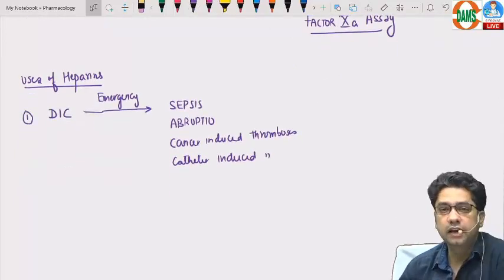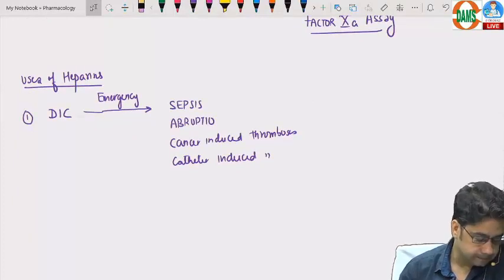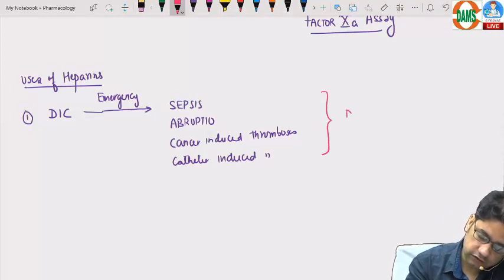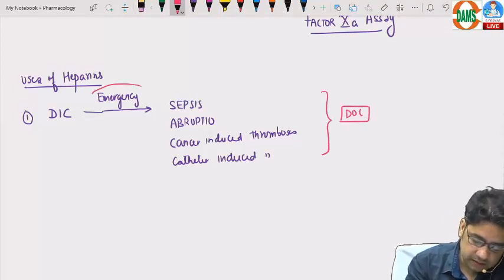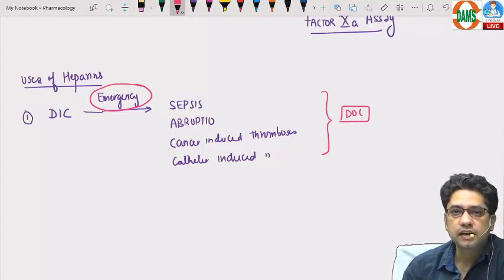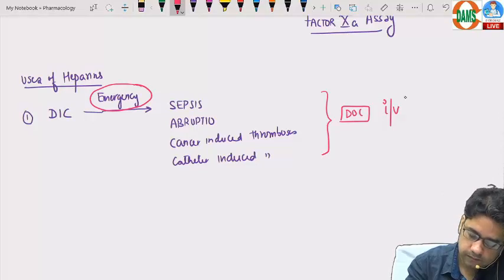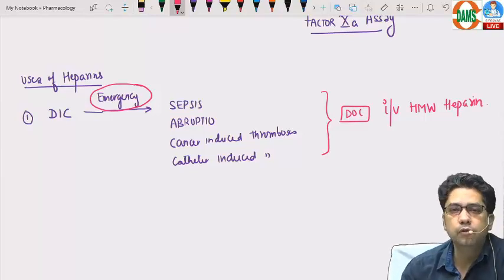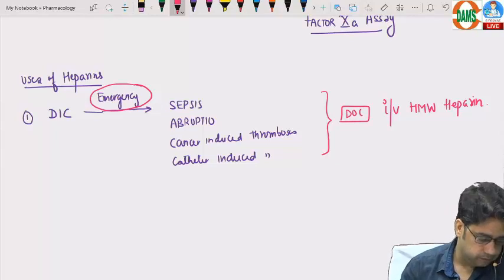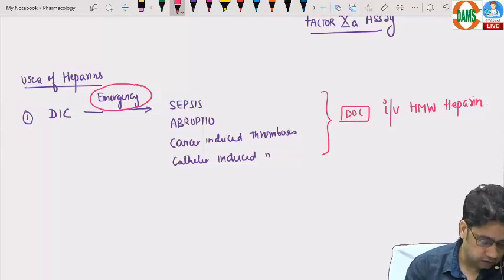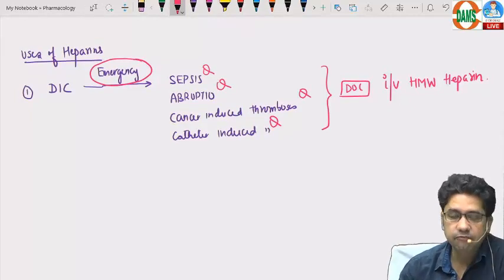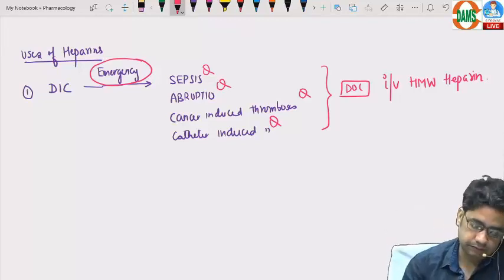Children, tell me which heparin would you like to give? Which heparin would you like to give? Tell me which heparin should be the drug of choice. Sir, in emergency which route would you like to give? In emergency we give IV high molecular weight heparin. Yes or no? Very good, Nimra ji, you are absolutely right. This question has been asked many times. Next one.